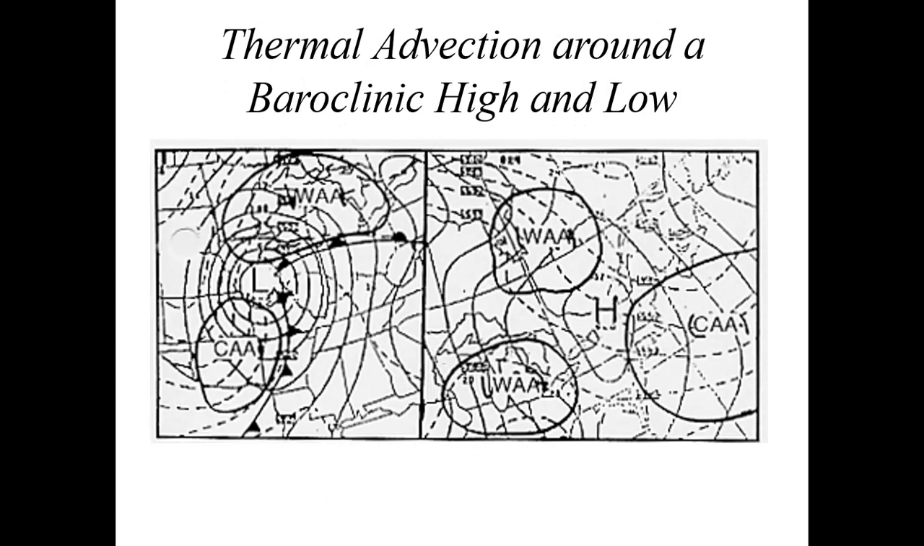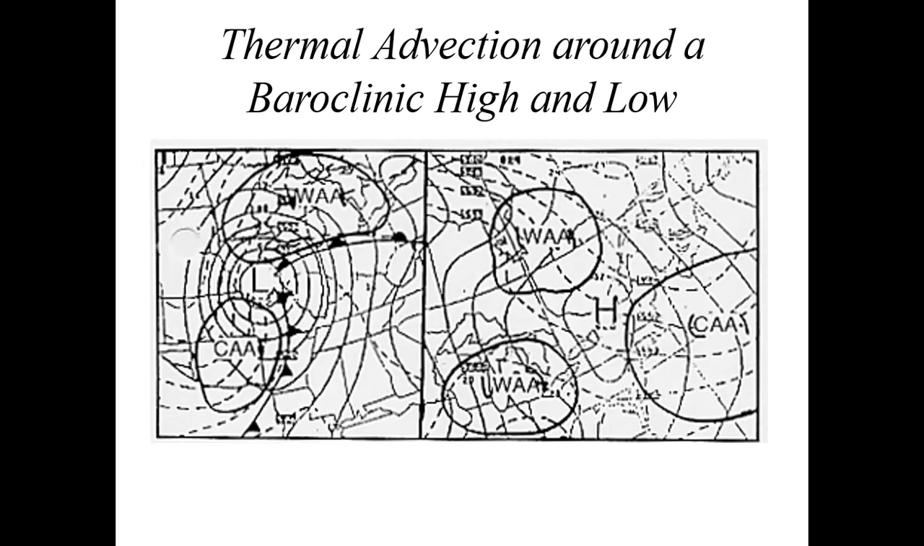Here's an example on a thickness chart showing you what a baroclinic low and a baroclinic high look like, as well as their temperature advection patterns. The image on the left shows a very intense low pressure system over northern Missouri, and there's your frontal boundaries extending. We have a cold front extending south and southwest out of the low pressure system down into Texas. There's a warm front stretching across northern Illinois, northern Indiana, into northern Ohio. And we've got a lot of wind energy.